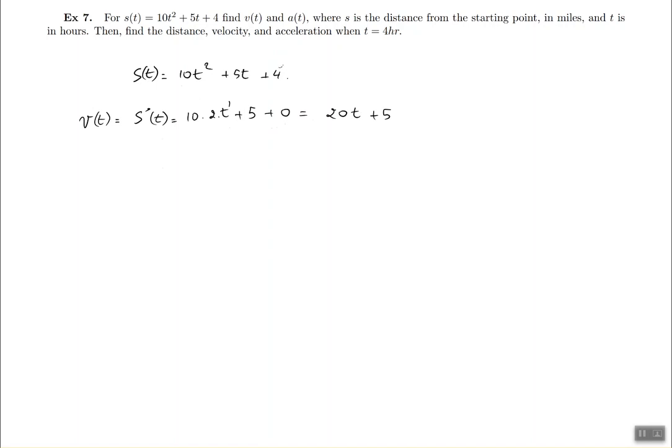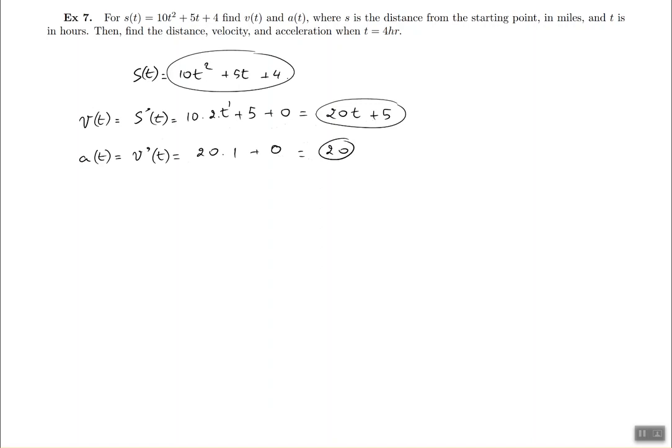So if the position is given by that function, the velocity is given by this new function. Now what about the acceleration? How do we get acceleration? Acceleration can be obtained by doing the derivative of the velocity function. So the thing that I just circled, the 20t plus 5, find its derivative. Well, the derivative of 20t is going to be 20 times 1, because the derivative of t is 1, and the derivative of 5 is simply 0. So the total there is simply 20.